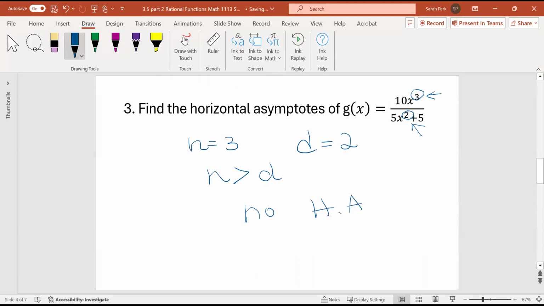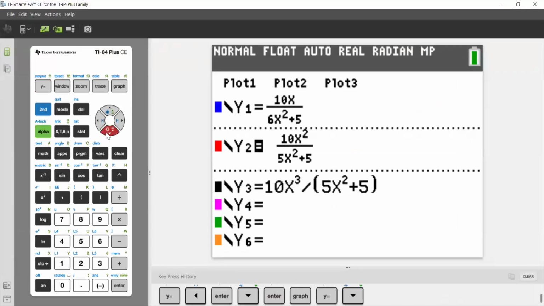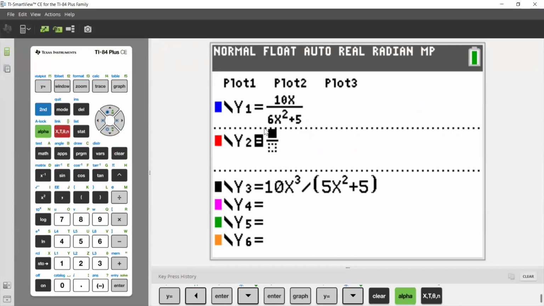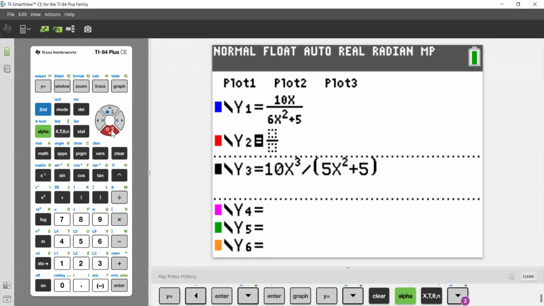We'll just go over the graph again. For some of the older models, you might not have this option of putting it in fraction form. I have the 84 Plus CE, where if I press alpha and then this button on the right-hand side, it gives me an option to do it in fraction form. If you don't have that button, you just have to type it out as 10x to the third divided by, and make sure you put parentheses around 5x squared plus 5. If you don't, your graphing calculator only thinks the 5x squared is in the denominator.